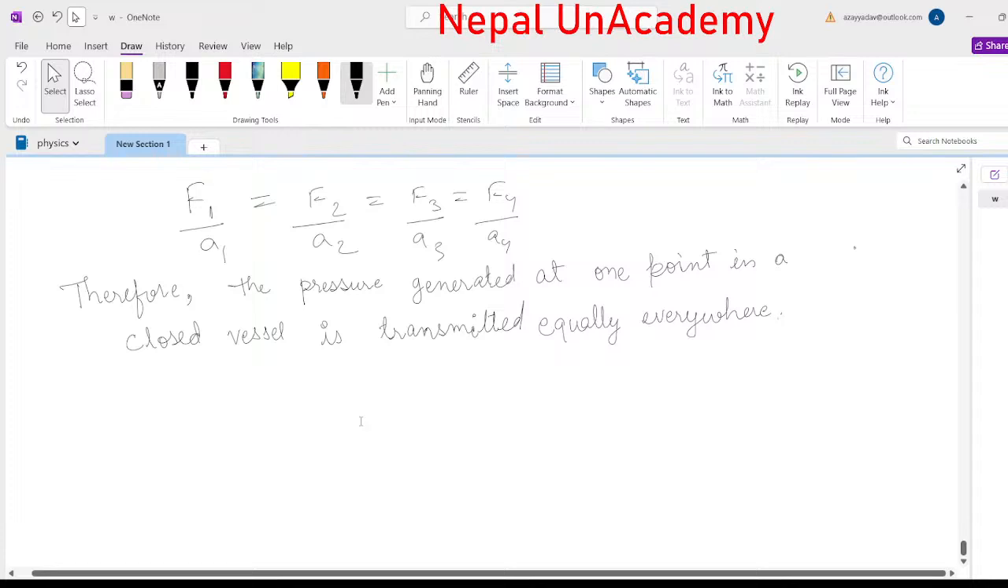So what is the use of Pascal law? If anything, we cannot relate it with real life, it is not interesting, it has no meaning.